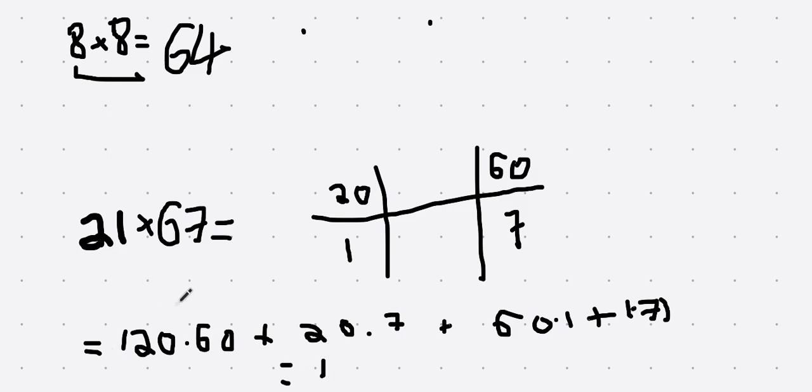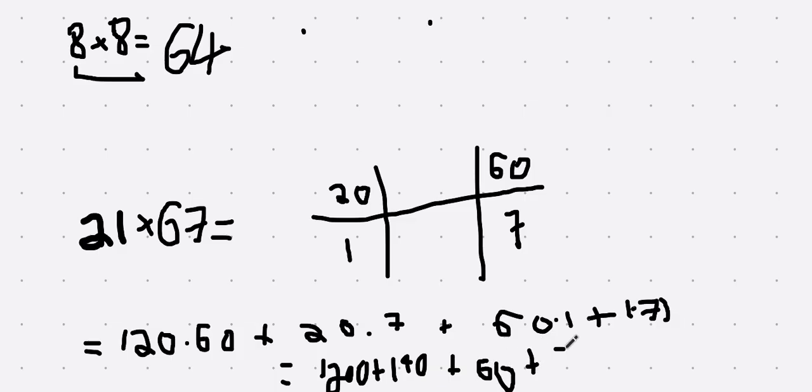So this 20 times 60, you can do this in your head, or you can add them using a calculator, or this repeated addition method. So 20 times 60 is 1200. 20 times 7 is 140. 60 times 1 is 60. And 1 times 7 is obviously 7.